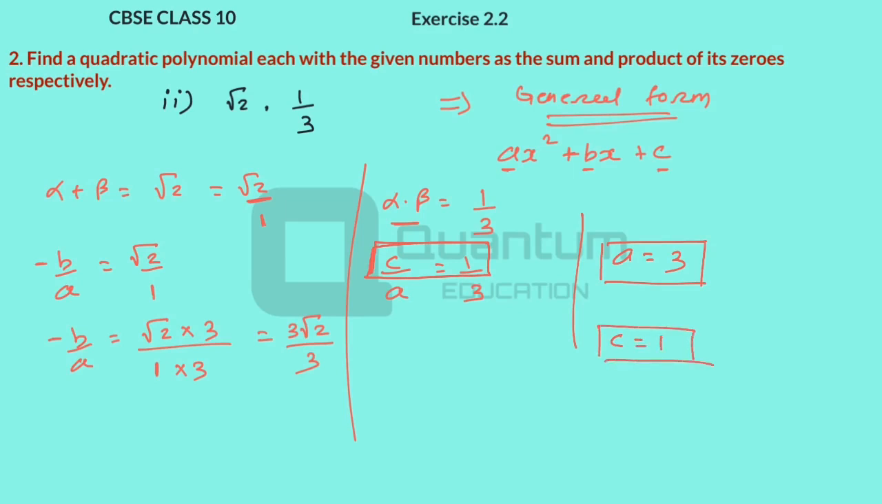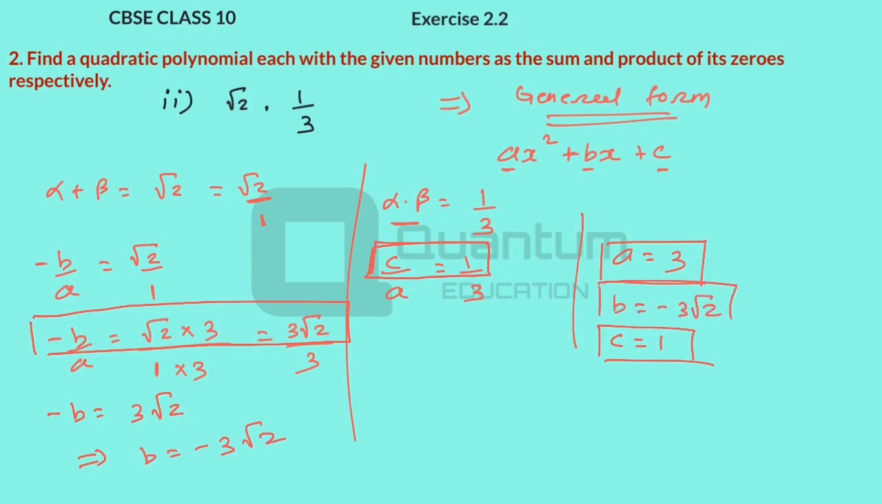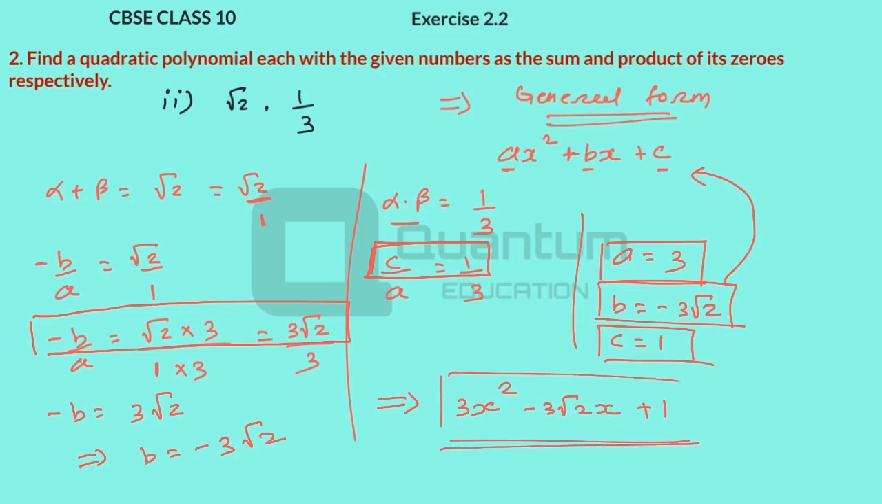Now what about b? Minus b is equal to 3 root 2. So we can write b is equal to minus 3 root 2. Now using these values in the above equation, we get ax square means 3x square. The value of b is minus 3 root 2, so minus 3 root 2x, and c is 1, so plus 1. So this is the required quadratic polynomial.